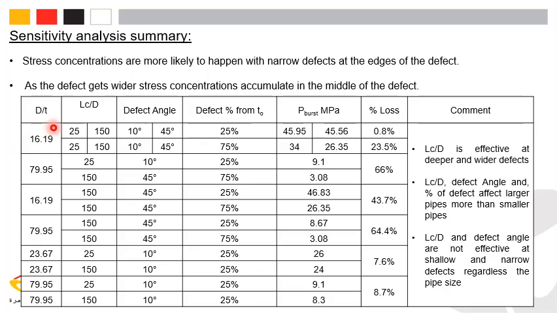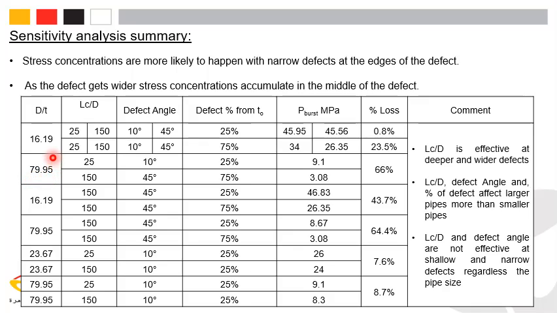of comparison. So for example, for diameter to thickness of 16.19, the length of corrosion to diameter 25 and 150%, defect angle 10 degrees and 45 degrees, and at defect of 25%, both failure pressures are nearly the same, so there is a loss of 0.8% only. The other case has the same parameters swapped with 75%, and the failure pressure loss is about 23.5%, so we can conclude that the length of corrosion to diameter is effective at deeper and wider defects.